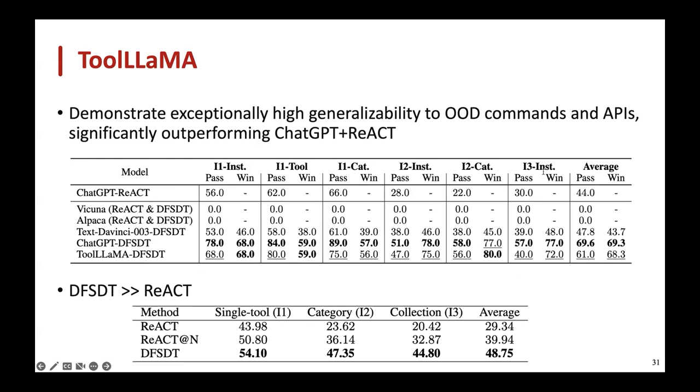ToolLLaMA outperforms Text-Davinci-003 and Claude 2, achieving comparable performance to the teacher model ChatGPT, and is only slightly worse than GPT-4. Besides, ToolLLaMA exhibits robust generalization to previously unseen APIs, requiring only the API documentation to adapt to the new API effectively.